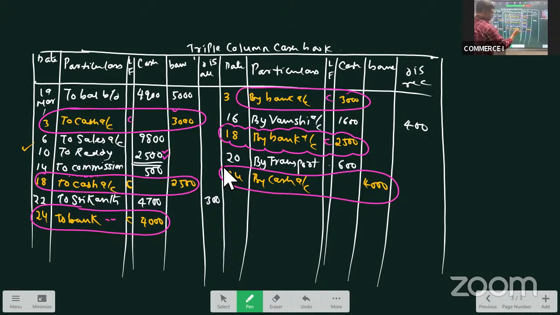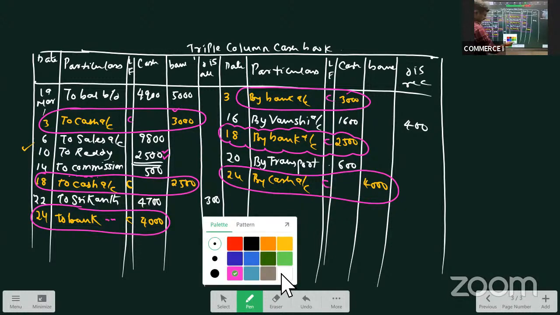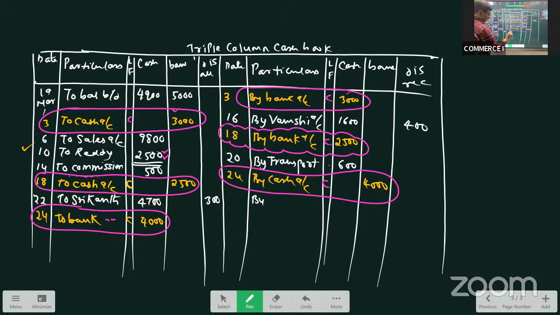And just for denotation, we write the letter C. Next is paid to Sham. Paid to Sham, that is cash. By Sham.